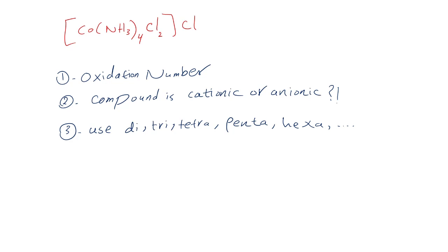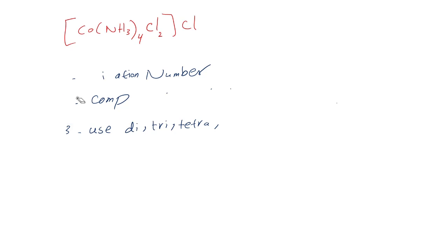Now, let's go back to the example. First thing, we calculate the oxidation number of the transition metal. Cobalt plus 4 times 0, because ammonia is a neutral monodentate ligand, plus 2 times minus 1, plus minus 1 is equal to 0, because the net charge of the complex compound is 0. So the oxidation number of cobalt is plus 3.